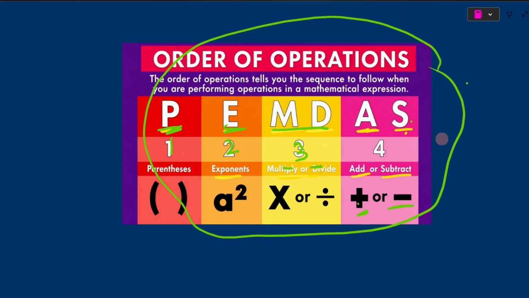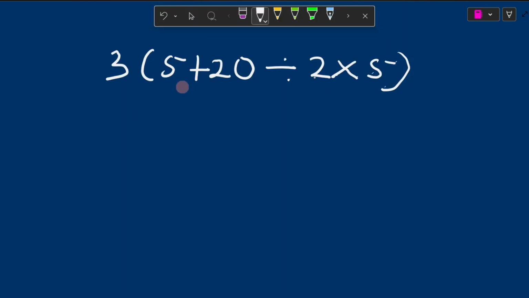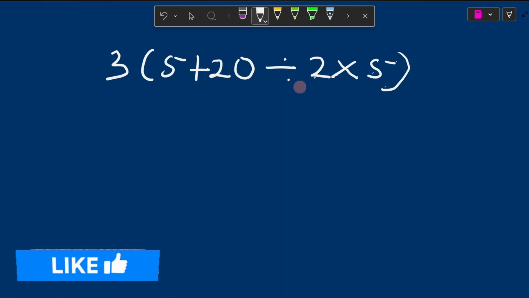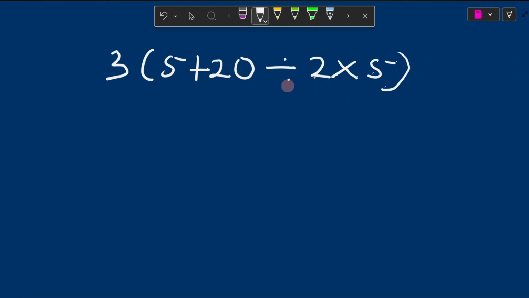So if we apply this in our mathematical expression, let's solve and see the final answer. Applying order of operation here, if you notice, we have addition, we have parentheses, we have division, we have multiplication. So following the order of operation, we solve the parentheses first. Then if you notice, division comes first, that's from left to right. Division comes first before multiplication. So we solve the division first.